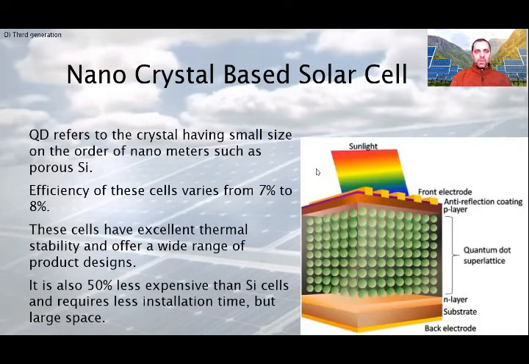On the right side, you can see the cross-section of a quantum dot solar cell. It has the normal cell structure. It has front and back electrodes, protecting substrate, and also P and N layers. But between them, you can see the quantum dots.